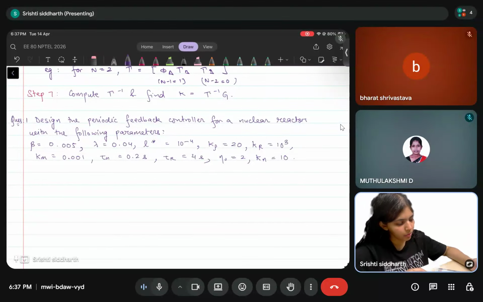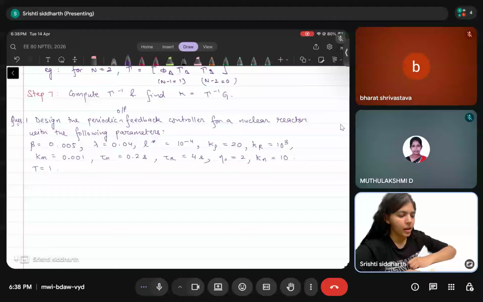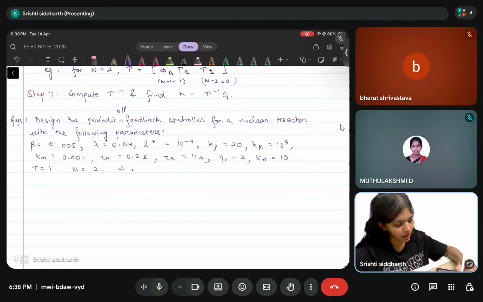And for the periodic output feedback controller, we also need the time period to get the discrete system. So let's say T is 1 and the number of periods, let's say N, is 2. Delta is 0.5.